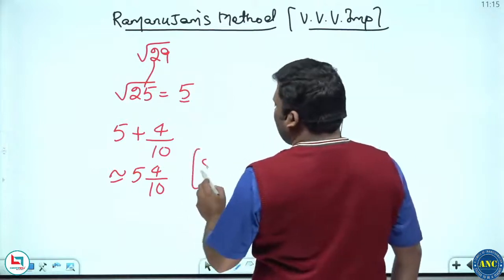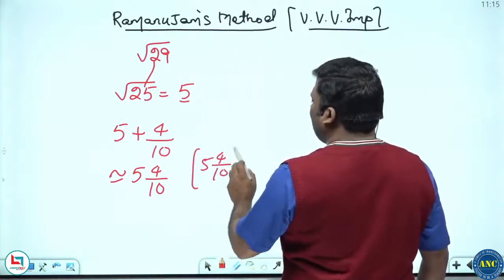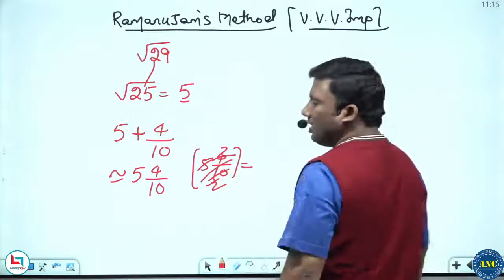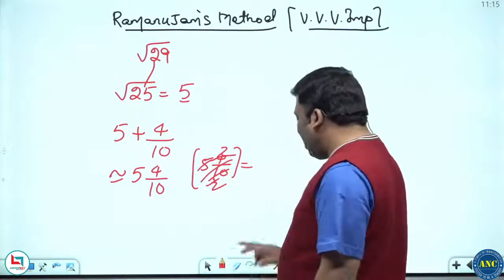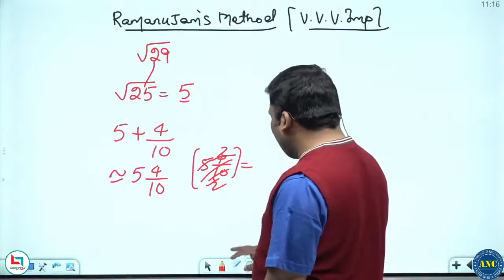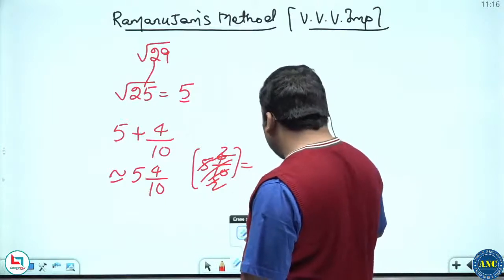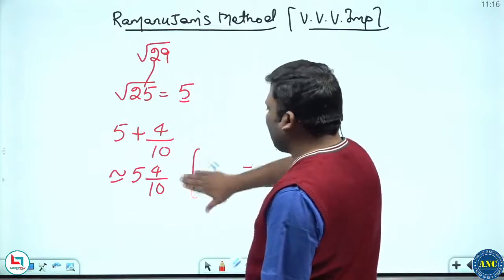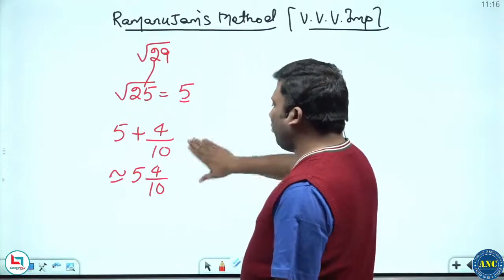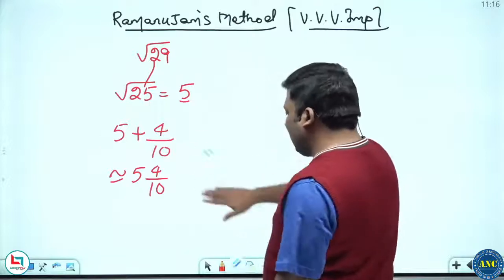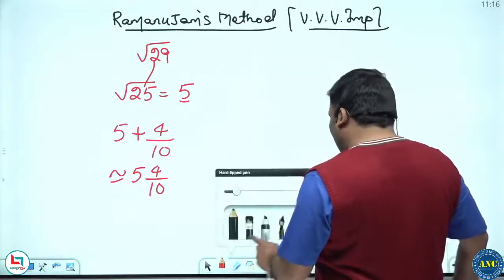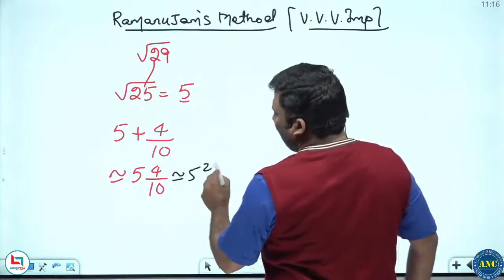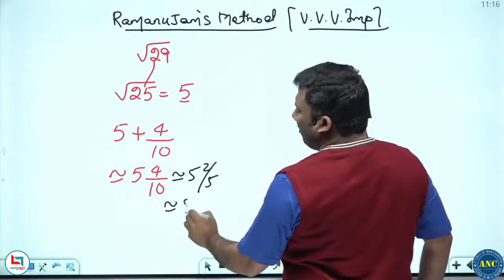Don't make this mistake, which I used to make in school days: 5 ones are 5, 5 twos are 10, and so on. That is a stupid way of understanding mathematics. It happens if you got bad teachers in your life. I hope it is clear. Don't do all this. 5 and 4 by 10 is 5 and 2 by 5, which is approximately 5.4.